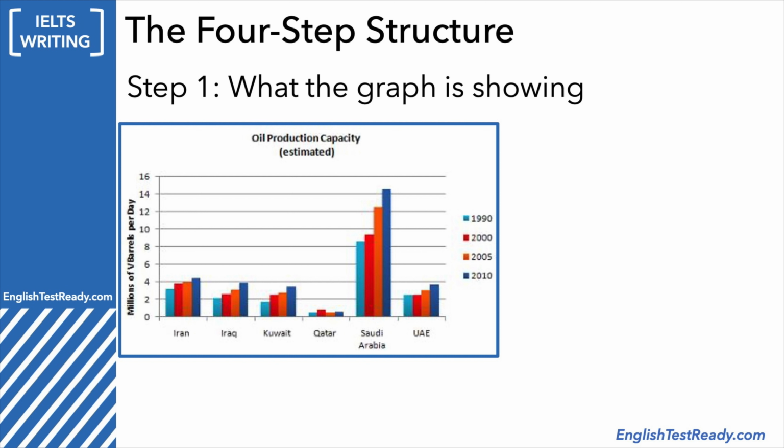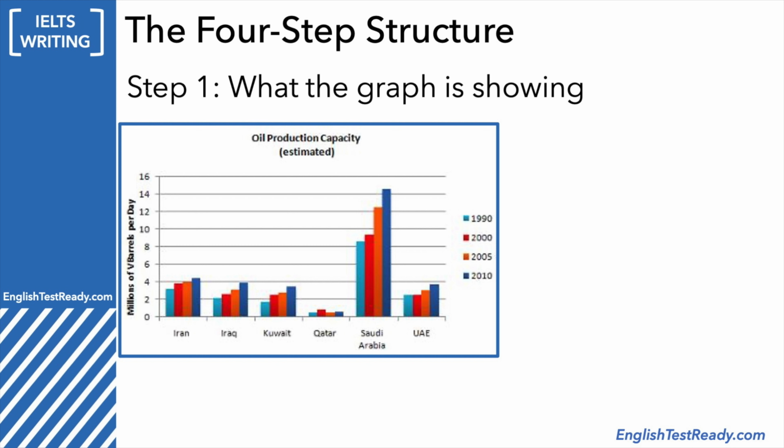So now you have to describe this graph. Remember, for IELTS writing task 1, you have to write at least 150 words, which is kind of a lot, but if you learn this structure, you will easily write more than 150 words. So let's take a look at step 1. Step 1 is simply to write an overview.